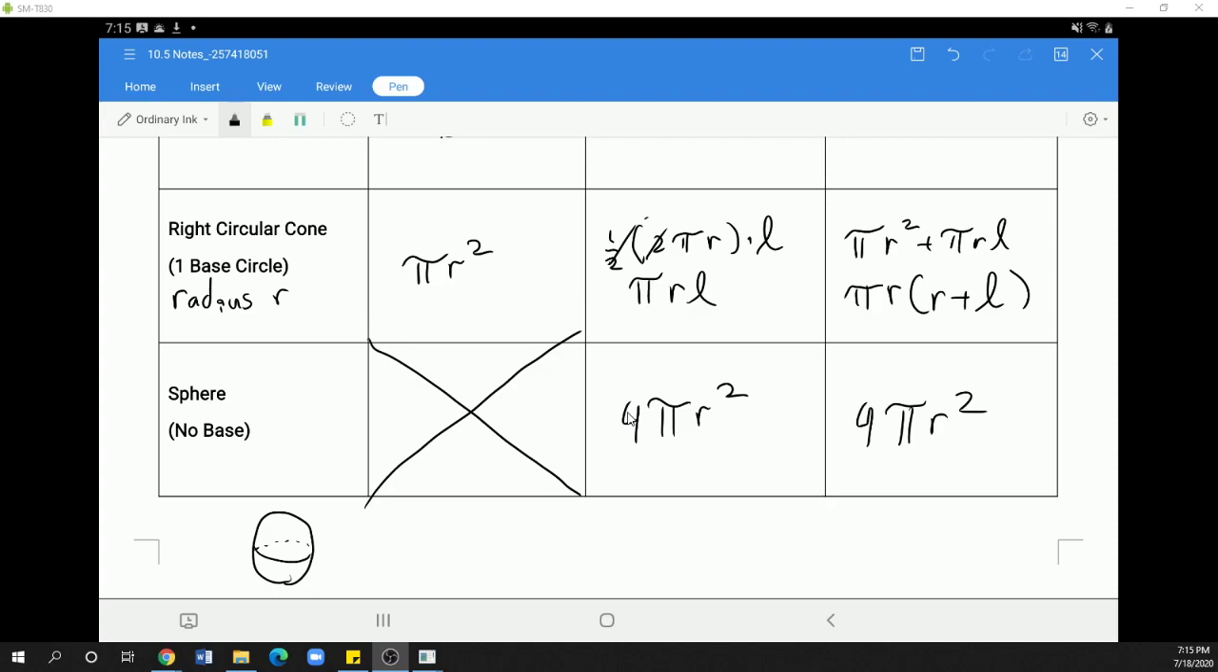I really can't give you a reasoning as to why that should be without using calculus or something gross like that. But it turns out that's the case. 4 pi r squared.